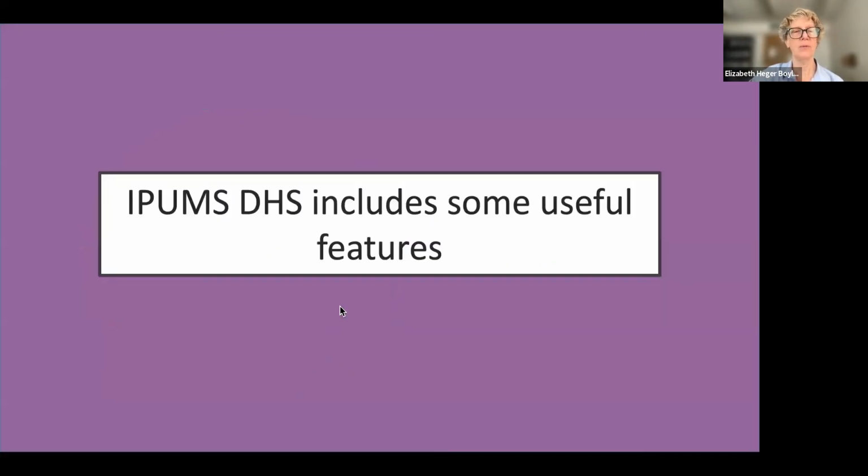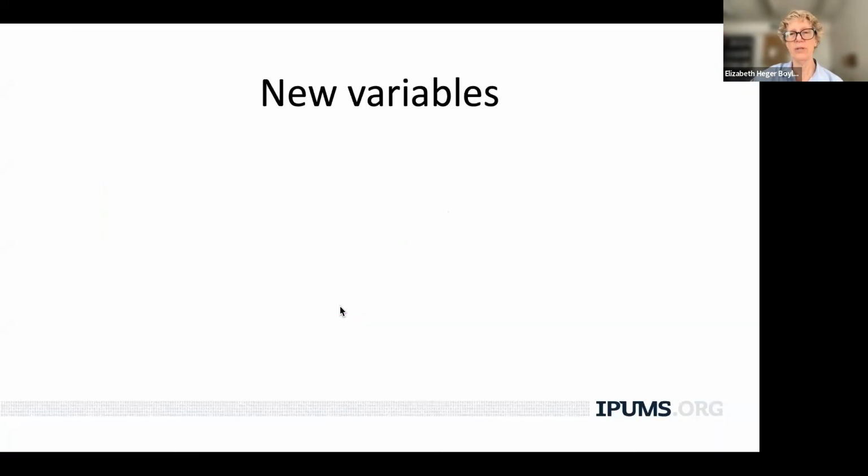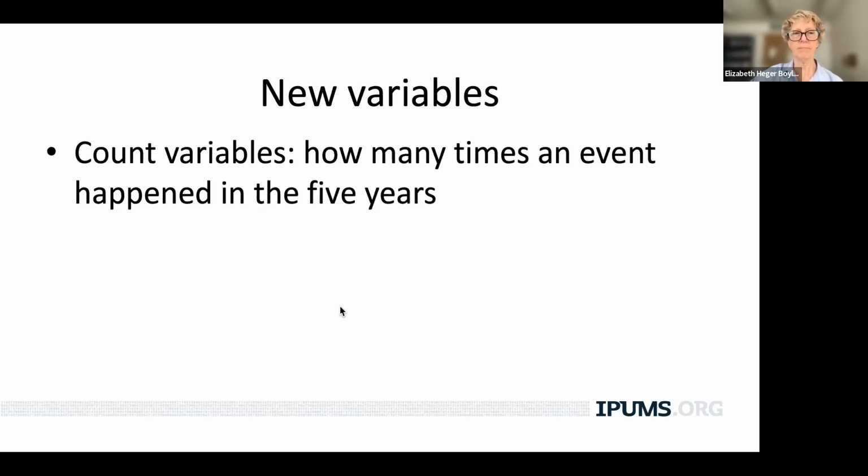Now let's talk about some of the useful new features that DHS provides. One of the things that I think is really cool is there are some new variables that make it easier to work with the calendar data. First, there are count variables, which say how many times an event happened in the 5-year period. There are count variables for the total number of births, the total number of terminated pregnancies, the total months in which a woman used any kind of contraception, and the total months in which a woman was pregnant.